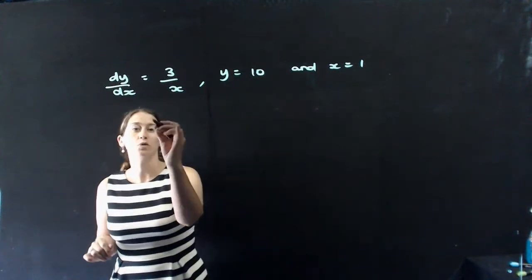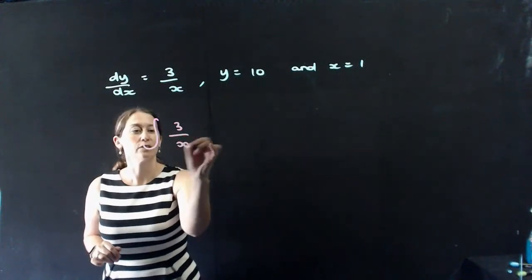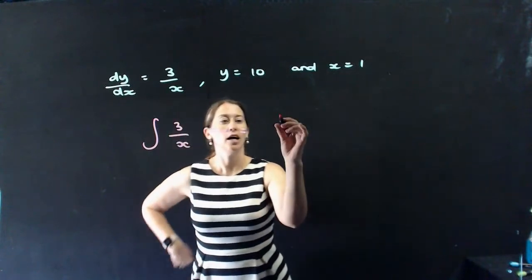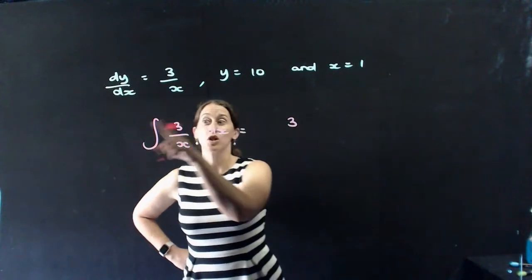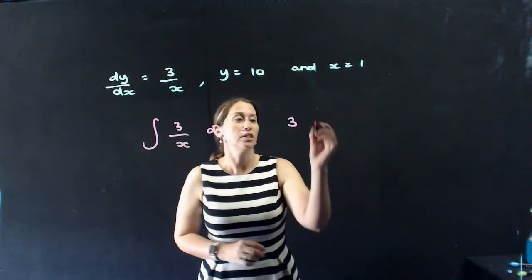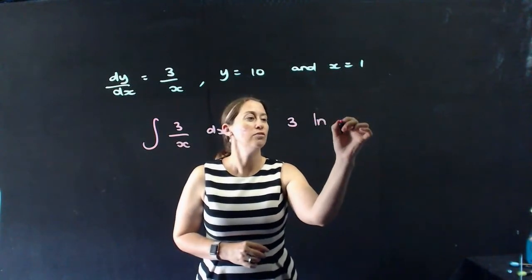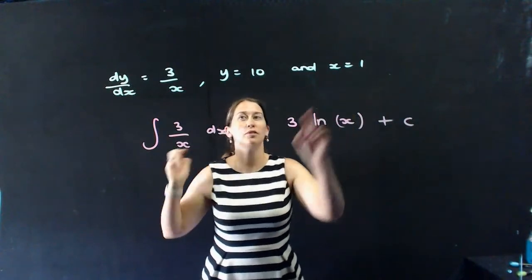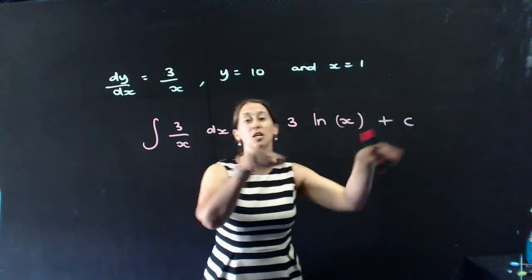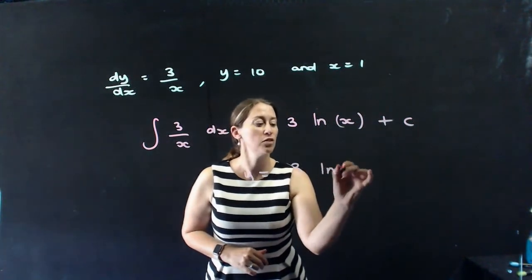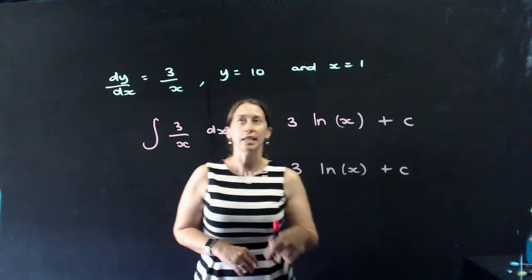All right, so first of all, we need to integrate 3 over x with respect to x. And we do that, and we get 3, because that's the constant we can pull out the front. So it's going to be 3 multiplied by the integral of 1 over x, which is the natural log of x. Okay, and don't forget, we add that c. Now, I'm going to substitute the values that we know, because don't forget, this now becomes y. So this is our curve. So we get y equals 3 multiplied by the natural log of x plus c.